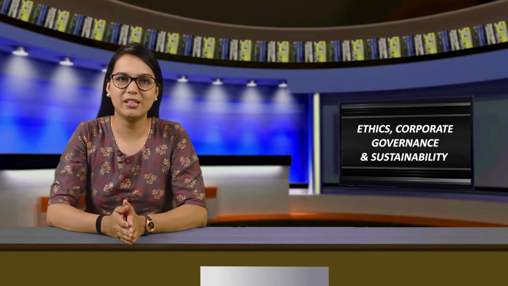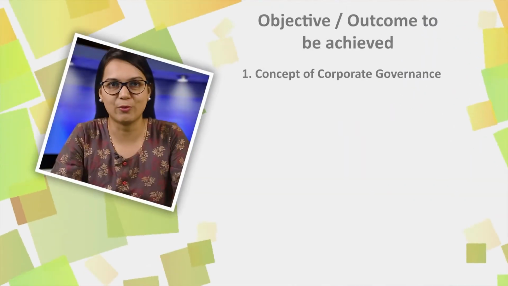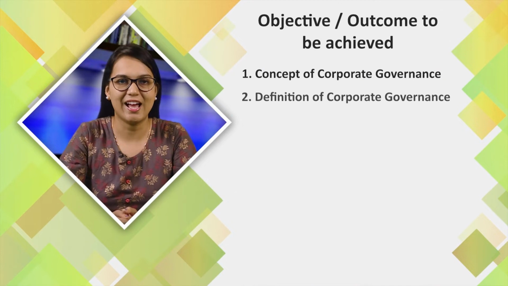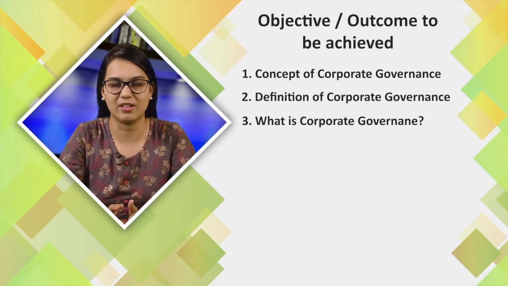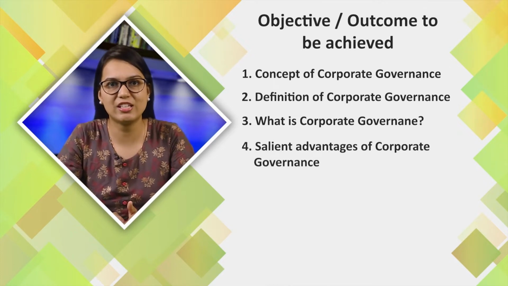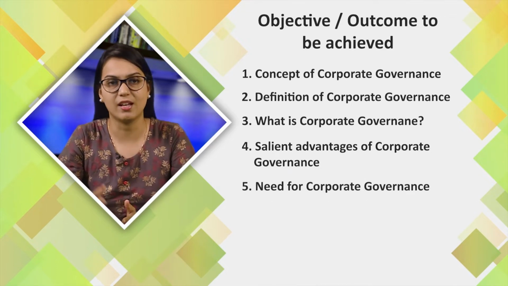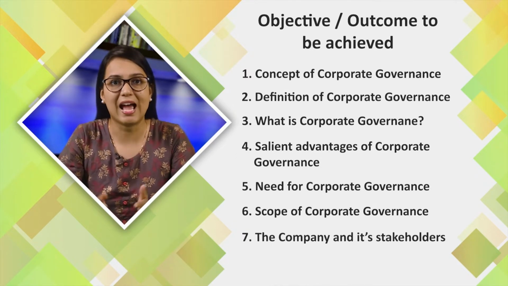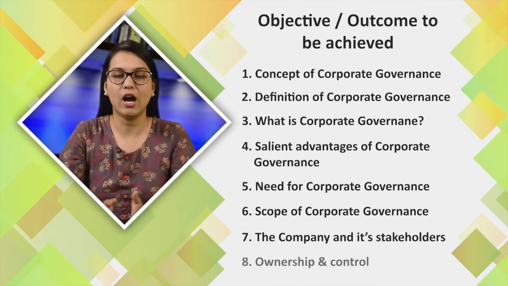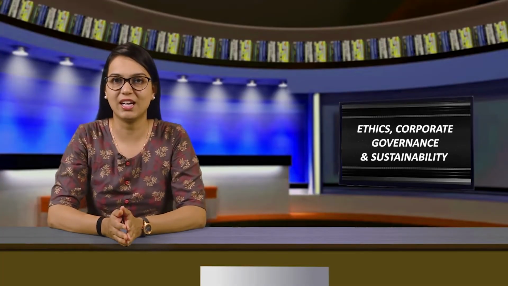So viewers, by the end of this session you would be able to understand number first, concept of corporate governance, number second, definition of corporate governance, number third, what is corporate governance, number four, salient advantages of corporate governance, number five, need for corporate governance, number six, scope of corporate governance, number seven, the company and its stakeholders, number eight, ownership and control. So let us begin our today's session with understanding the concept of corporate governance.